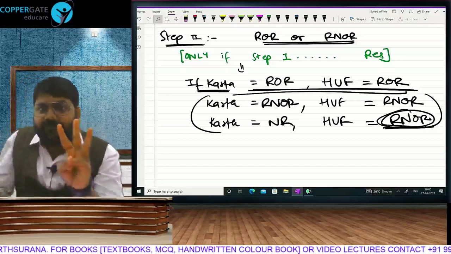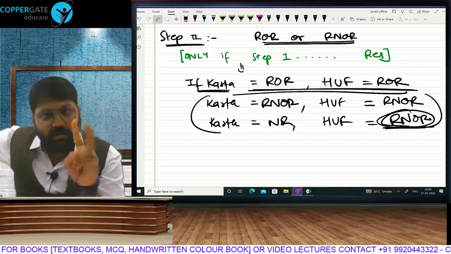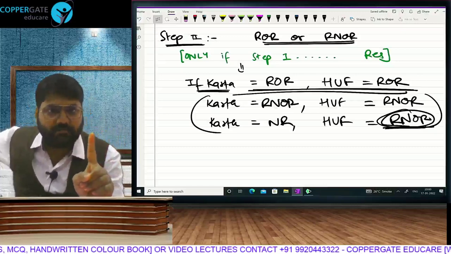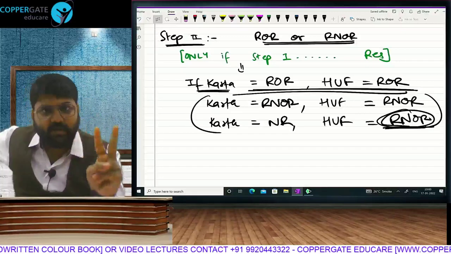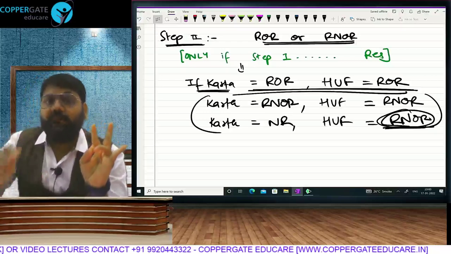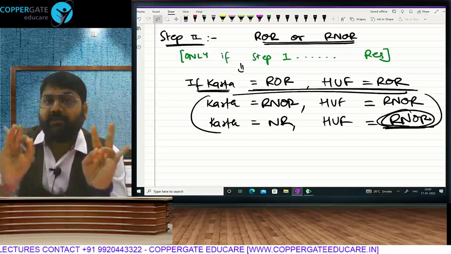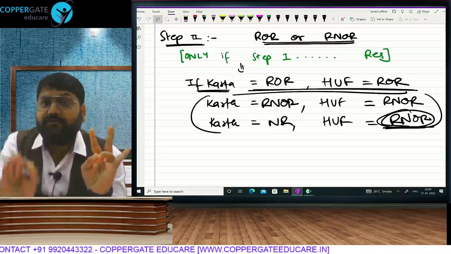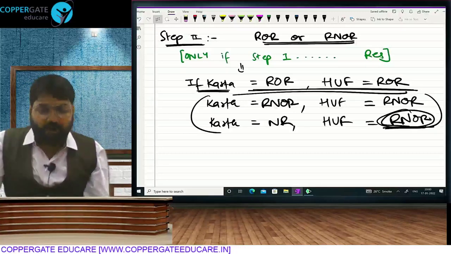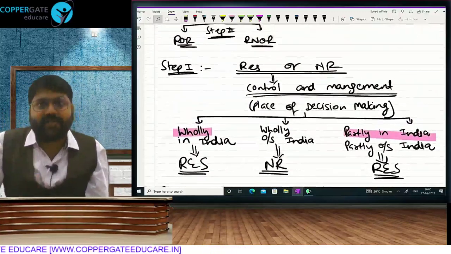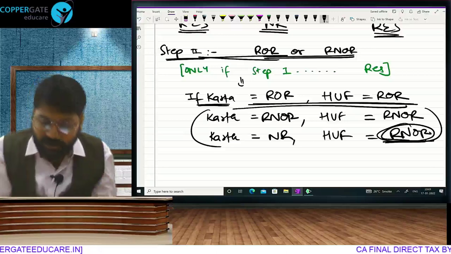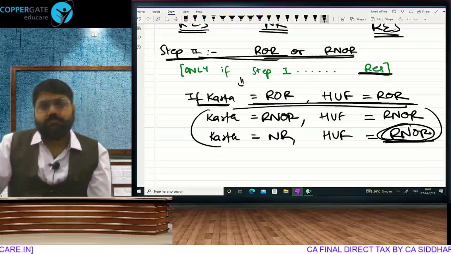Karta. Karta can fall in any one of the three categories. Karta can be ROR, RNOR or non-resident. If karta is ROR, very easy, HUF will also become ROR. If karta is RNOR, very easy, HUF will also become RNOR. If karta is non-resident, this is where in over-excitement, if you are doing everything fast, you will go wrong. If karta is non-resident, that does not mean HUF is non-resident, because if HUF was non-resident, then we would stop at step 1. We will not do step 2. We are doing step 2. Are we doing step number 2? That means our answer to step number 1 was resident.